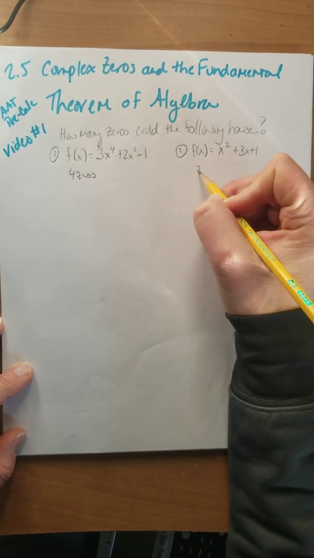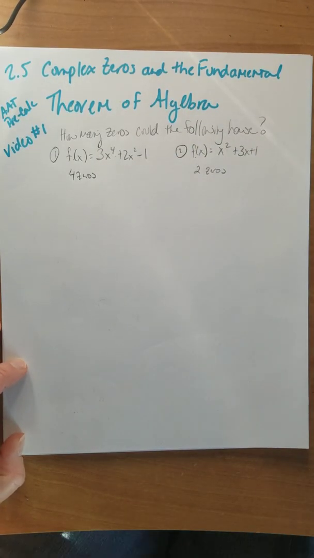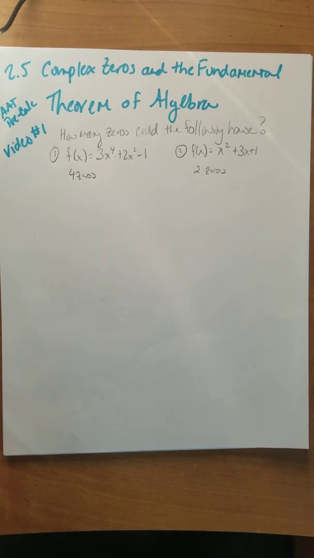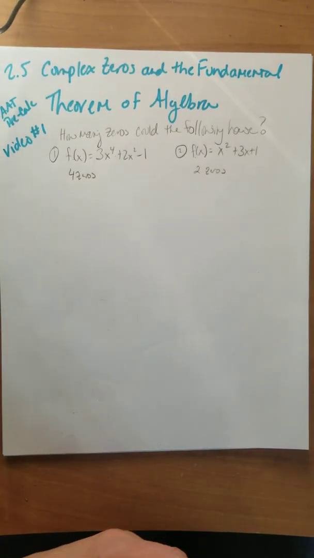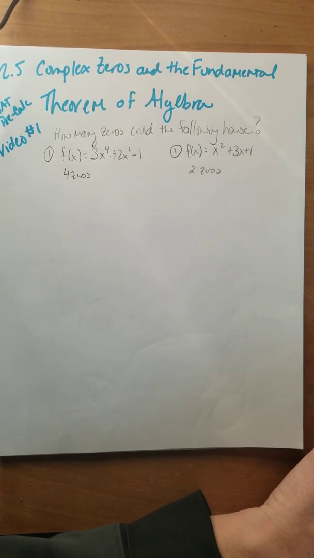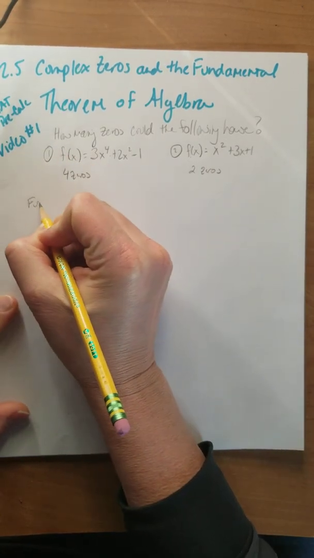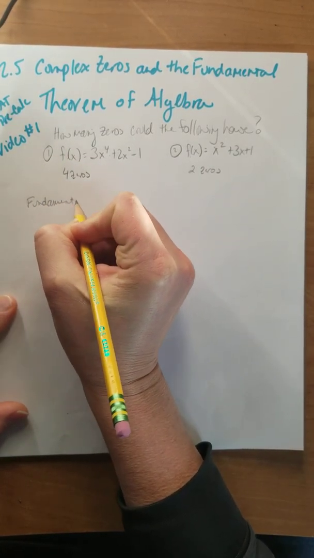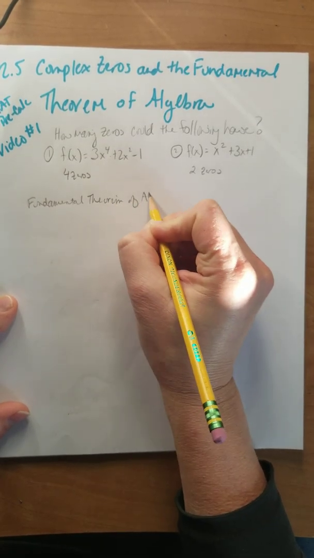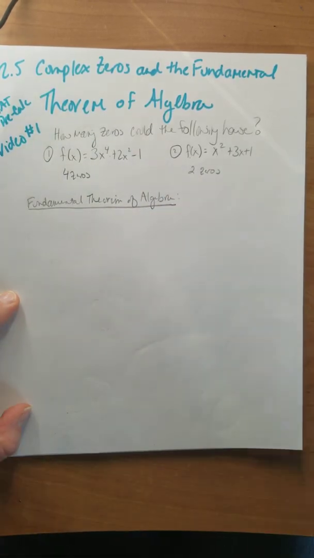Well, this is a quadratic. There could be 2 zeros. Again, there could be less than that. There could not be more because if it's 2, that means we have factors of an x term times another x term. All right, so I know we've done that before. This is just the fundamental theorem of algebra. So this just illustrates the fundamental theorem of algebra.